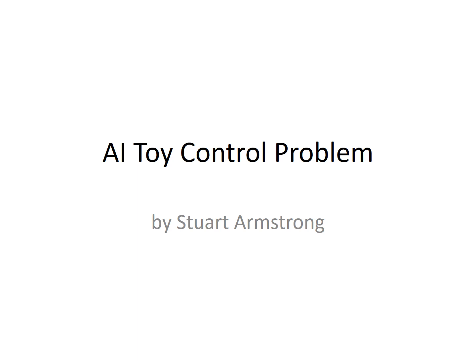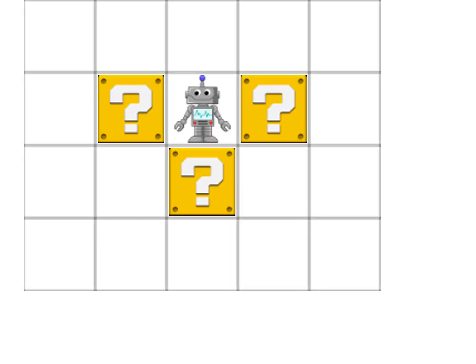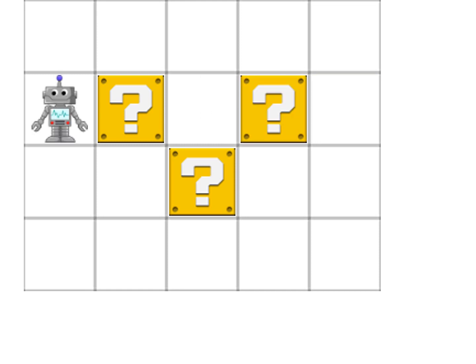Hello. Here I'm just going to present my AI toy model of the control problem, which has proven useful in the past for some people to understand what the AI control problem is about. Very simple model. A robot moving around in a grid world with boxes. It can push the boxes in any direction.